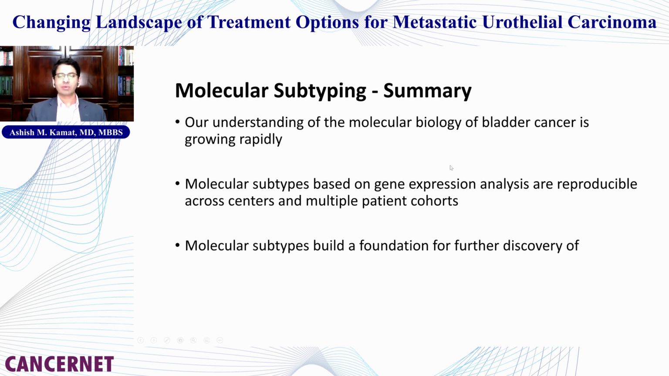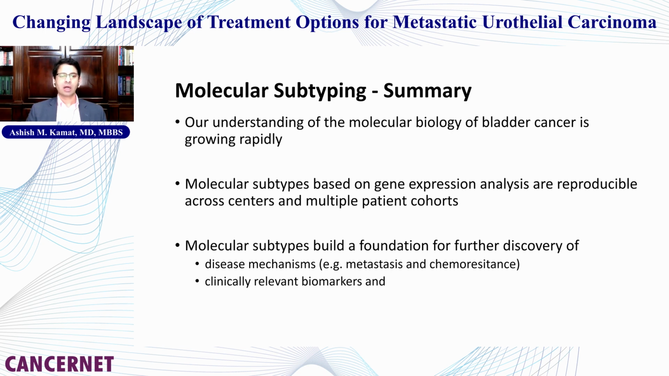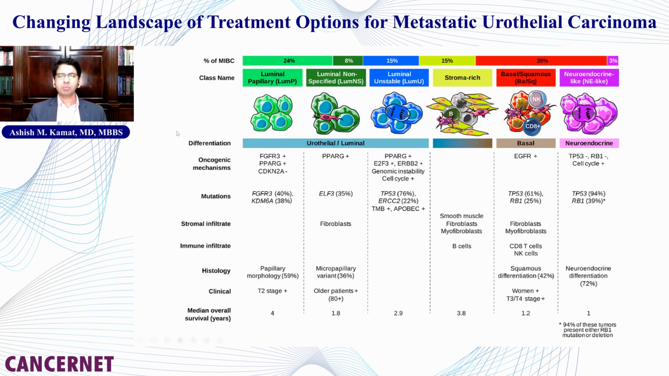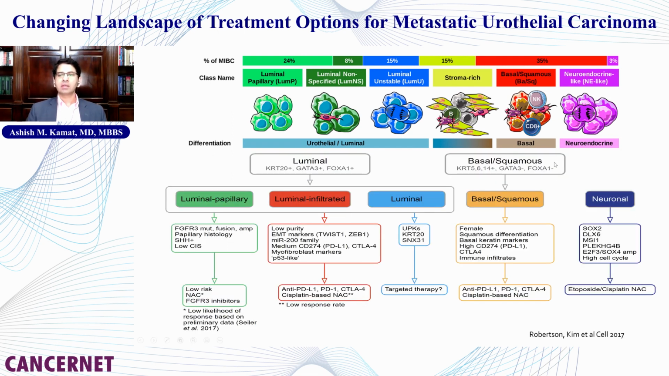They do build a foundation for further discovery of disease mechanisms, for hypothesis generation and testing, of course, for identification of clinically relevant biomarkers, and of course, for targeted therapies. So bringing us back to this consensus definition, because I think this is in some ways becoming the de facto standard, and then looping in a publication from 2017, we can broadly base our understanding into the two types of bladder cancer tumors, luminal and basal.